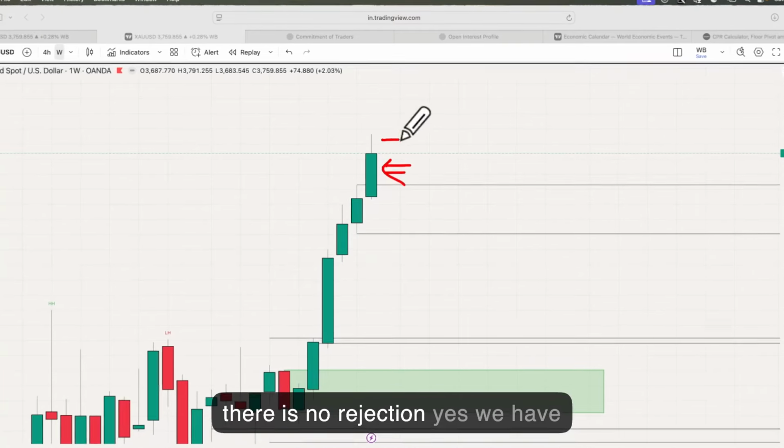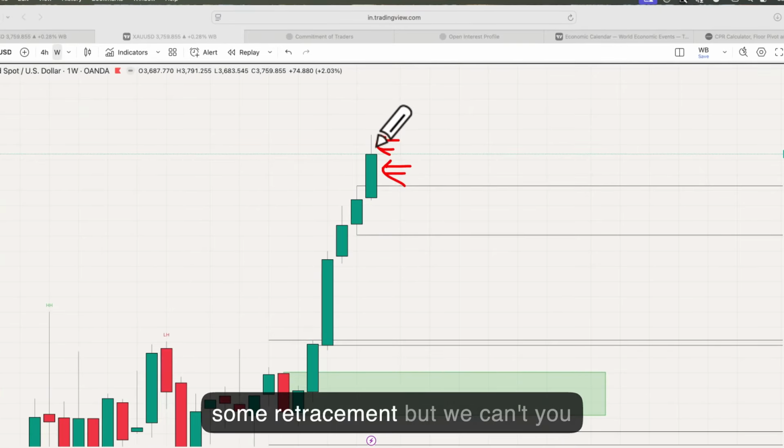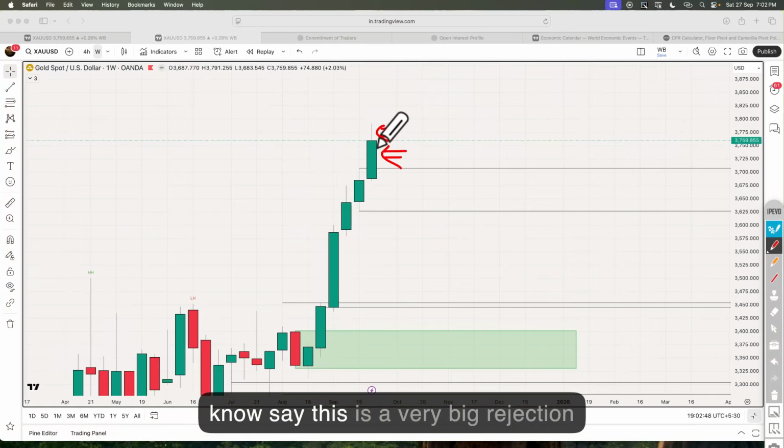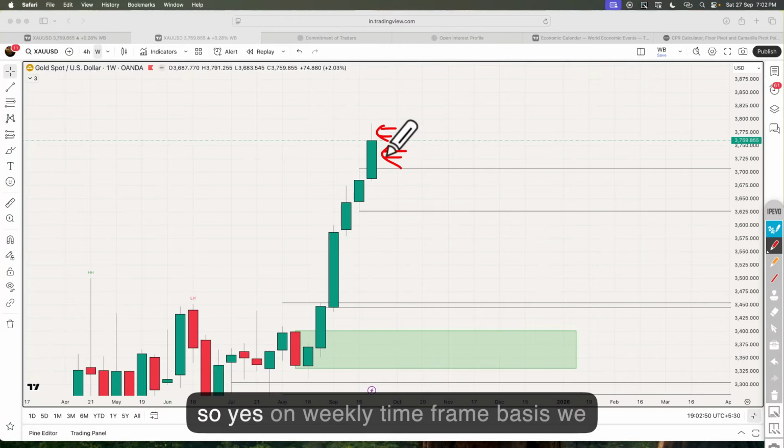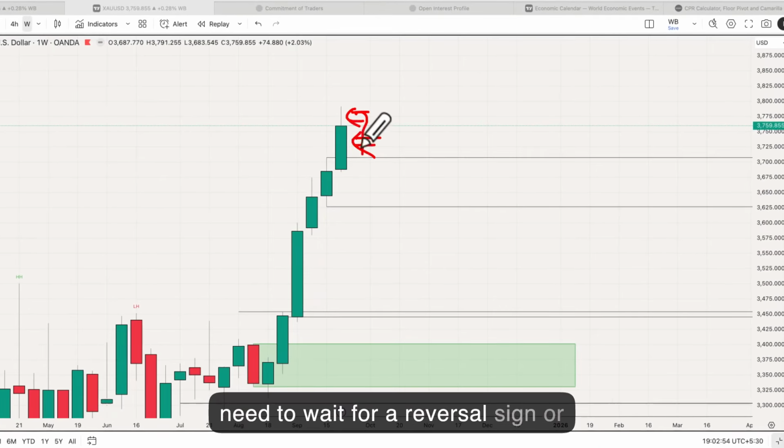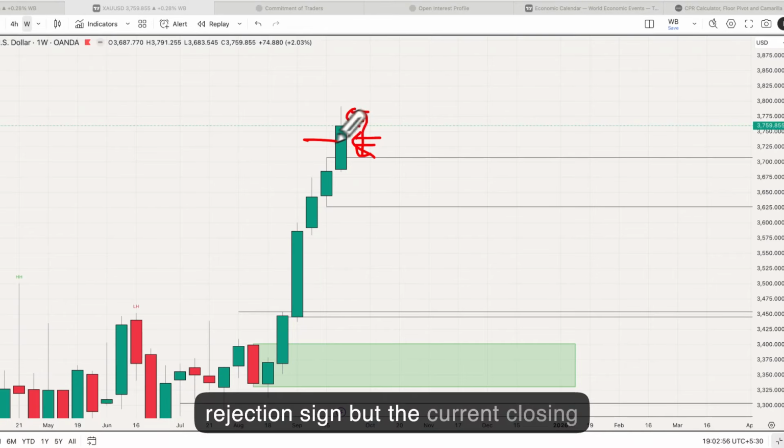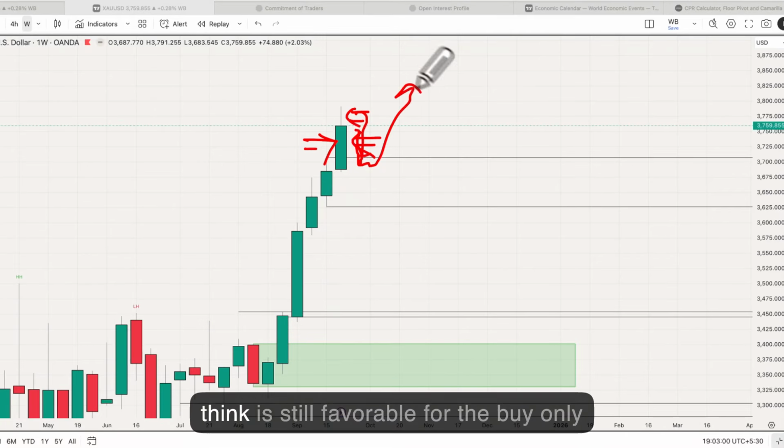So there is no rejection. Yes, we have some retracement, but we can't say this is a very big rejection. On the weekly time frame we need to wait for a reversal sign or rejection sign, but the current closing week looks very good, and any dip I think is still favorable for buying only.